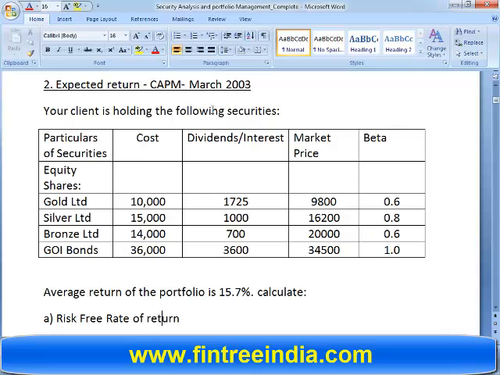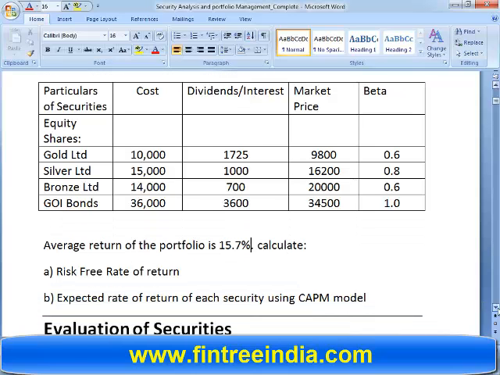Your client is holding the following securities. Particulars of securities: equity share, gold, silver, bronze and GOI bonds. The cost of those securities is given. Dividend and interest is given, market price is given, and beta is given. It says that the average return of the portfolio is 15.7%. Calculate, number 1, the risk-free rate of return, and number 2, the expected rate of return of each security using the CAPM model.